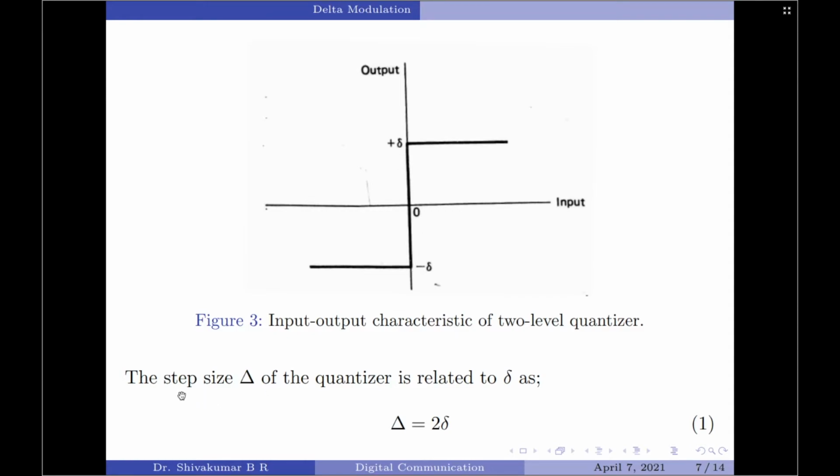So the step size capital delta of the quantizer is related to the small delta as capital delta is equal to this amplitude minus this amplitude, which is delta minus of minus delta, which is 2 delta. So from this equation we note that the step size of the PCM as well as DPCM is equal to 2 times the step size of the delta modulator.